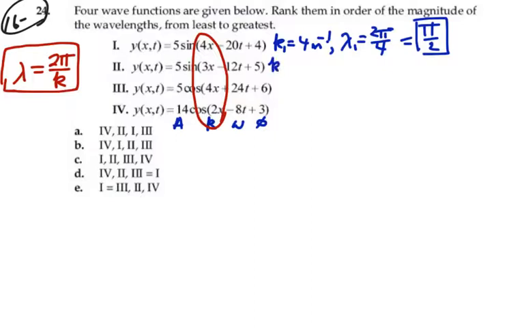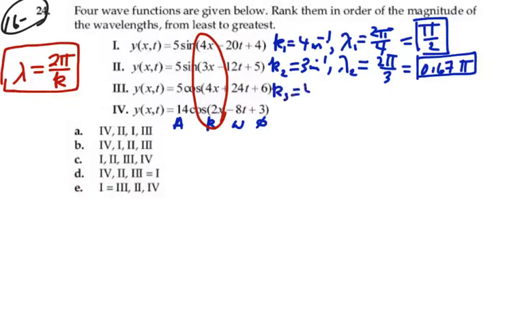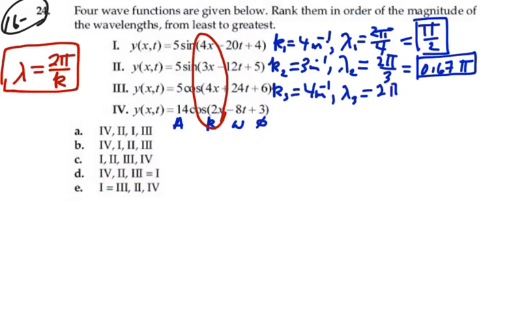For the second one, the angular wave number is 3 per meter, and the wavelength corresponding to that is 2 pi over 3. So that's what we got, 0.67 pi. For the third one, our wave number is 4 again. Our wavelength is 2 pi over 4, or pi over 2.